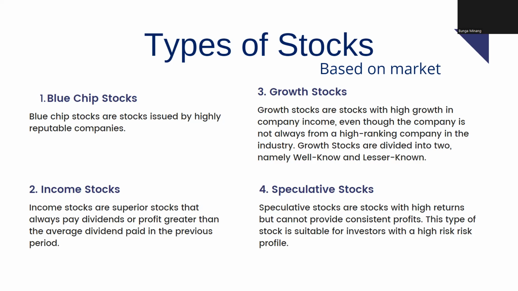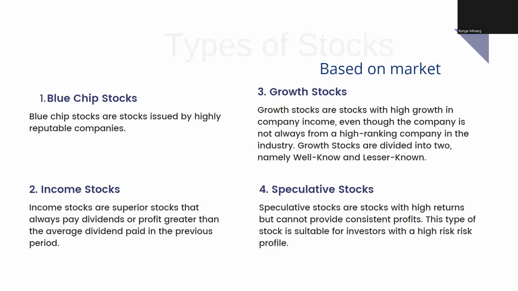Three, growth stock. Growth stocks are stocks with high income, even though the company is not always a high-ranking company in the industry. Growth stocks are divided into two, namely well-known and lesser known. Four, speculative stocks. Speculative stocks are stocks with high returns that cannot provide consistent profit. This type of stock is suitable for investors with a high risk profile.